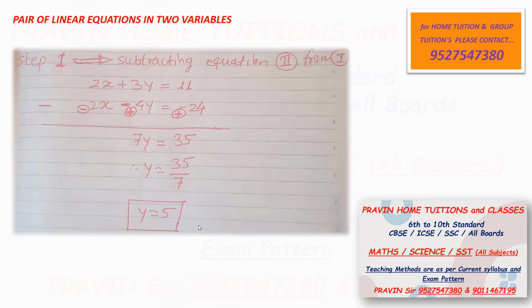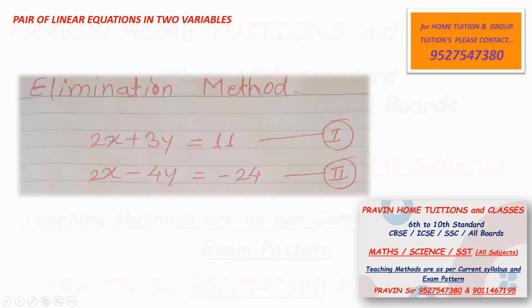So now, if we carefully see the equations, the coefficients of x in both the equations are 2. So we'll remove or eliminate the x variable. To eliminate the x variable, what do we need to do? We will subtract equation 2 from equation 1.